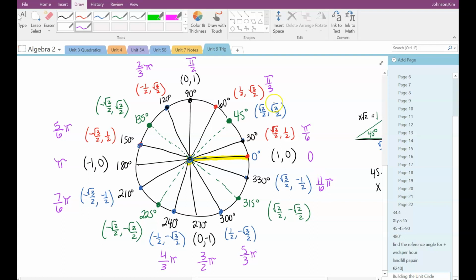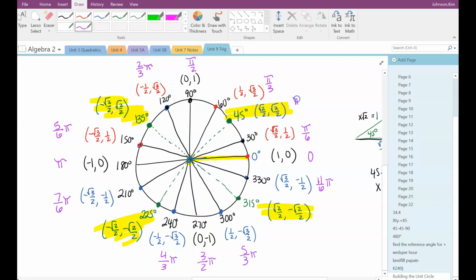Now I got to do those 45, 45, 90. So I kind of skipped those earlier. I didn't really explain why I did that, but I skipped those because these ones are all not counting by 1/6. Those are my pi over 4s, right? So these are the odds over 4. So I'm going to go back to drawing.